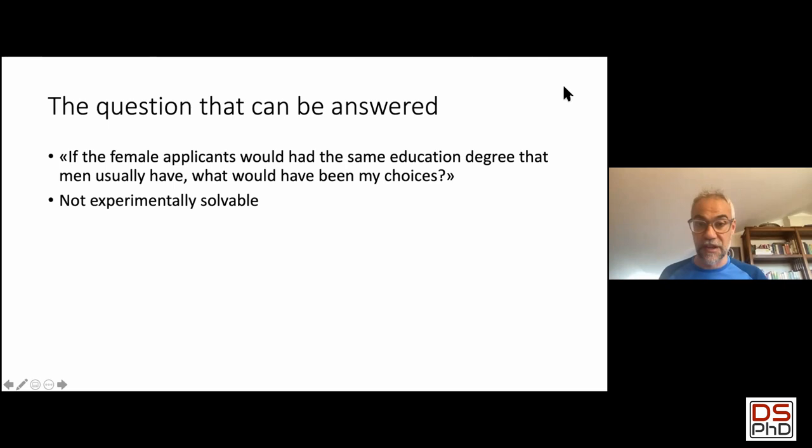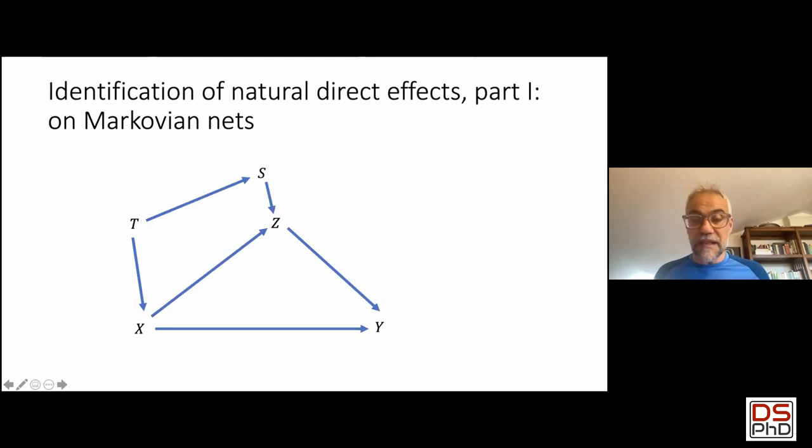So let's try to identify natural effects on Markovian nets. Here we've got a situation that is quite similar to the one that we were looking at. There is an X, let's say the gender, there is a Y, the hiring. We want to understand the effect of X on Y, and we want to divide the direct effect, the one running on this arrow, from the indirect effect, the one going through this arrow or through this backdoor path, through this pathway. So this pathway and this pathway, and we want to calculate them.